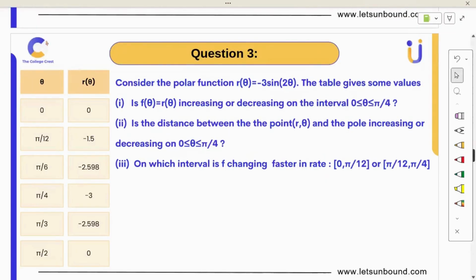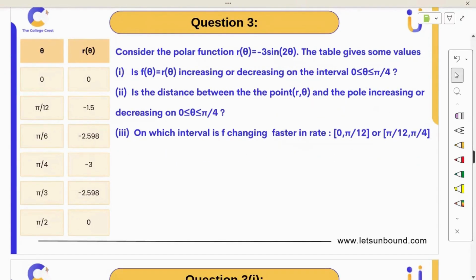Consider the polar function r of theta equals minus 3 sine 2 theta. The table gives some values and you can see it here. Is f of theta equal to r of theta increasing or decreasing on this interval? Is the distance between the point and the pole increasing or decreasing on the interval? On which interval is f changing faster in rate: 0 to pi by 12, or pi by 12 to 5 pi by 12?